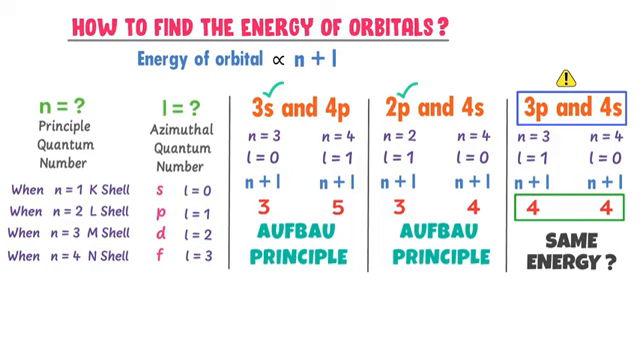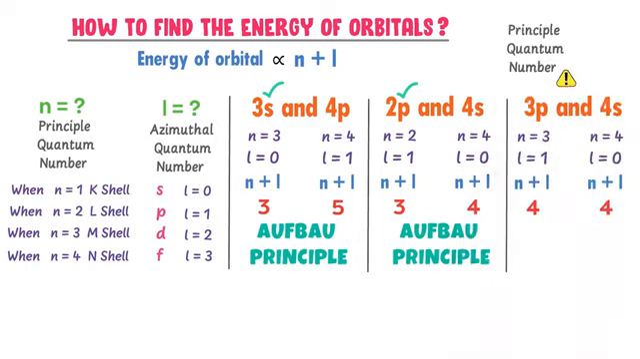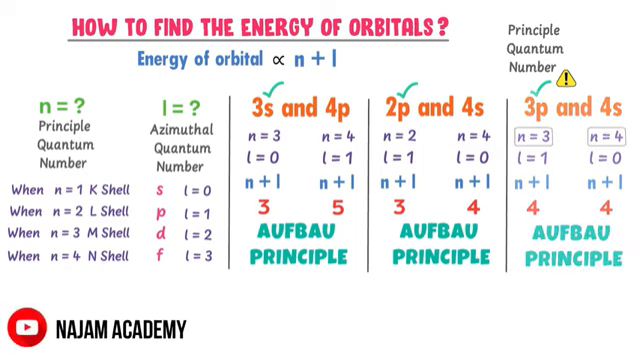In such cases, when you get same value of n plus l for two orbitals, always decide on the basis of principal quantum number n. The principal quantum number of 3p is n equal to 3 and that of 4s is n equal to 4. So 3p has lower principal quantum number than 4s. Hence 3p has smaller energy and 4s has more energy. Therefore, according to Aufbau principle, firstly electron will fill 3p orbital and then 4s orbital.